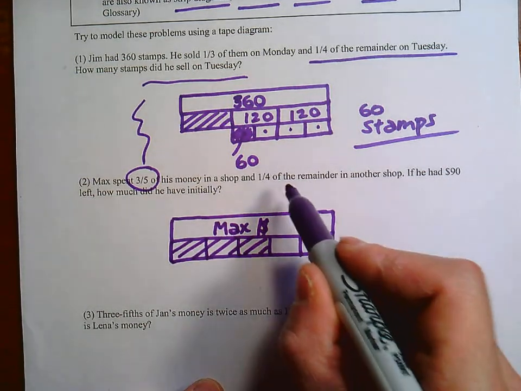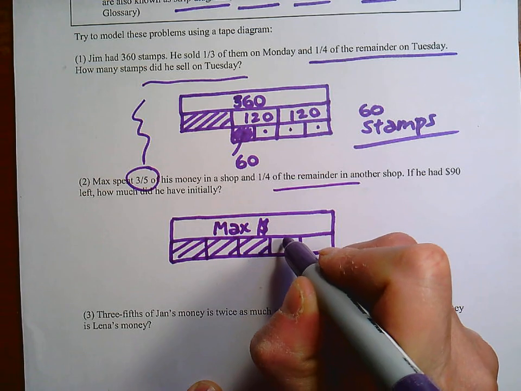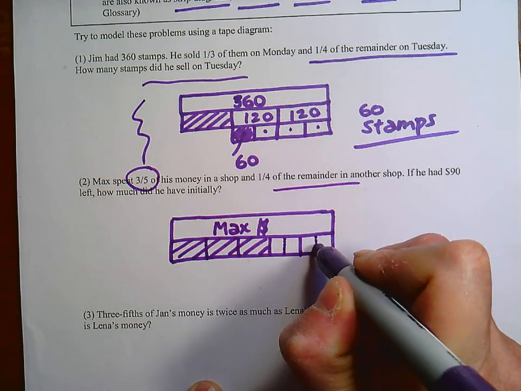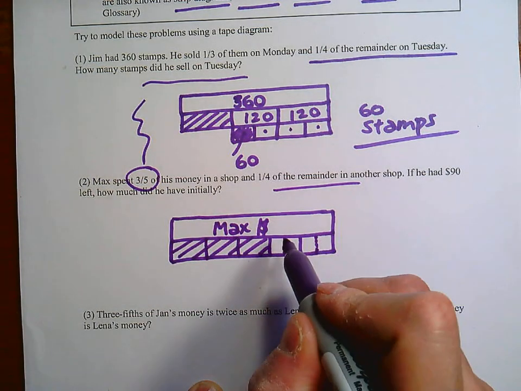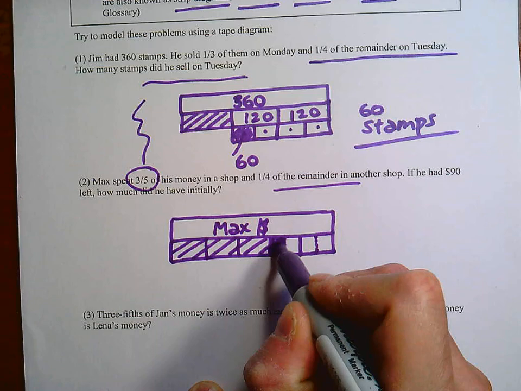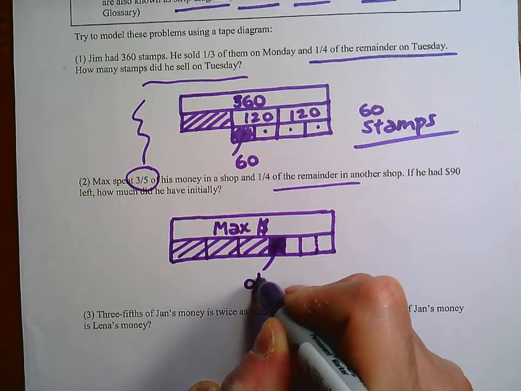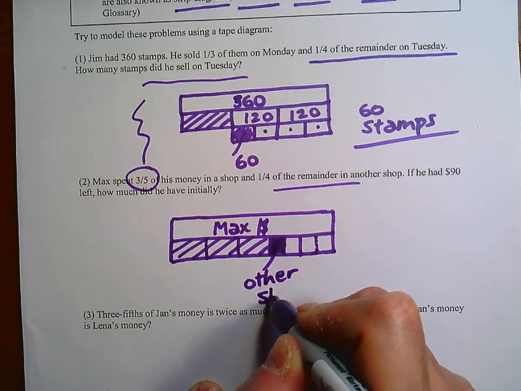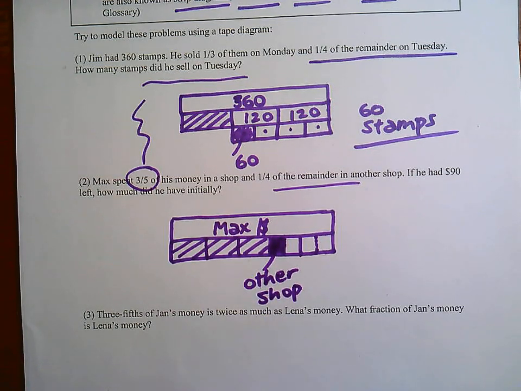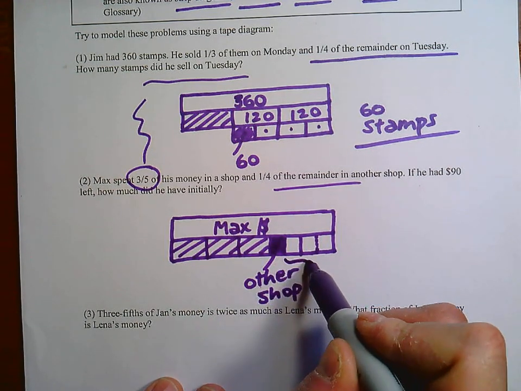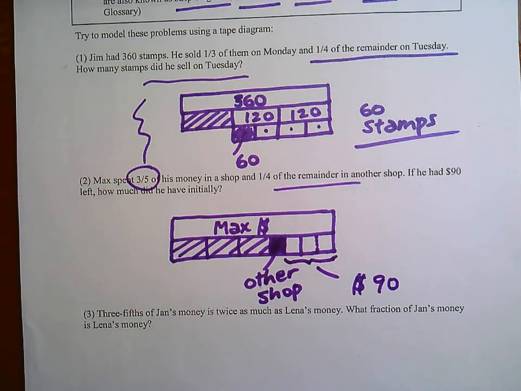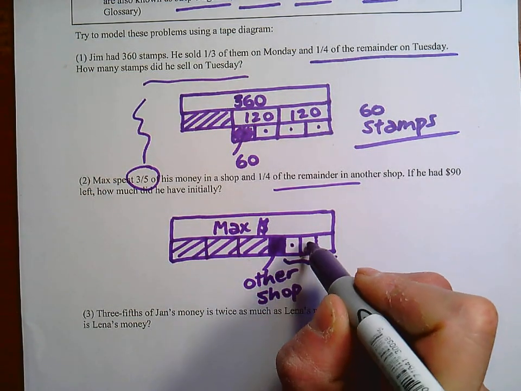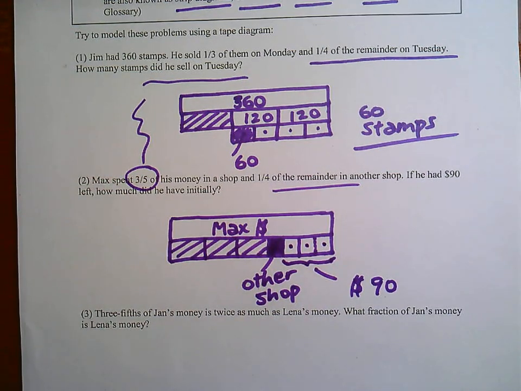And 1/4 of the remainder, so pretty similar to problem 1. What I'm going to do is take this remainder and break it into 4 parts. It says 1/4 of the remainder is spent in another shop, so I'll highlight this. This is the other shop. And then it tells you he has $90 left. So the $90 is right here, these 3 bricks. I think you can see how to solve this. If these are $90, then each brick here is going to be $30.